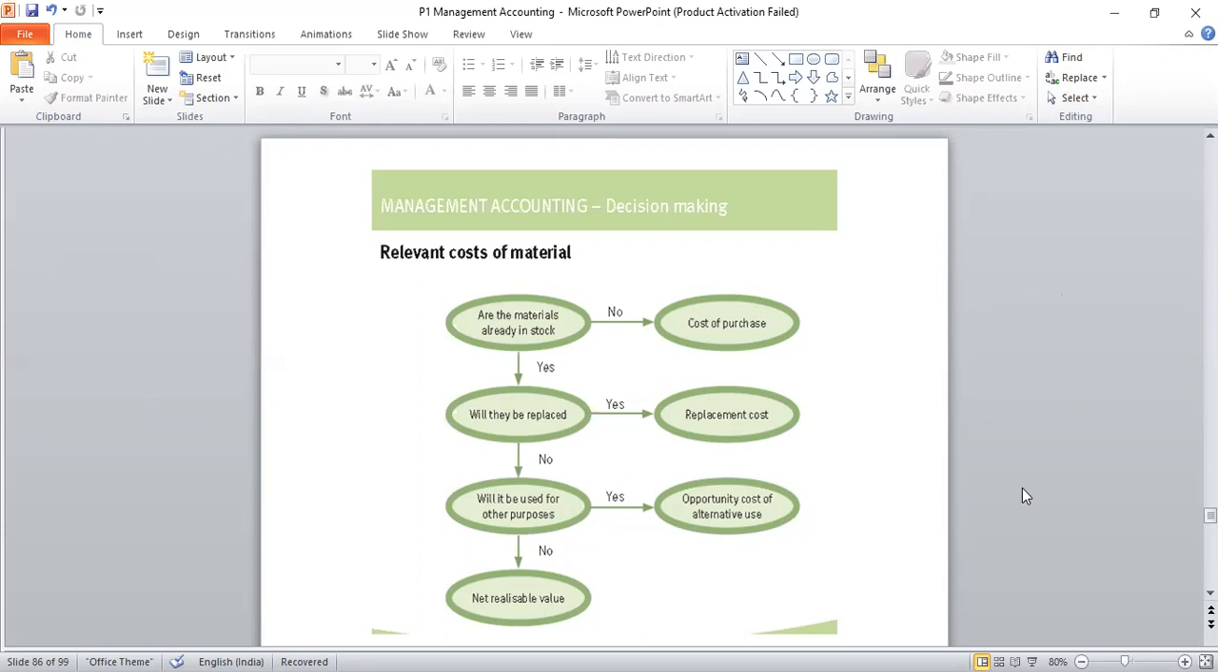If it is replacing, what is the replacement cost? If they do not require any replacement, will it be used for any other purpose? If there is any other purpose, what is the opportunity cost of it? If it would be used for any other purpose, what's the opportunity cost of alternative use? Otherwise, what is the net realizable value?